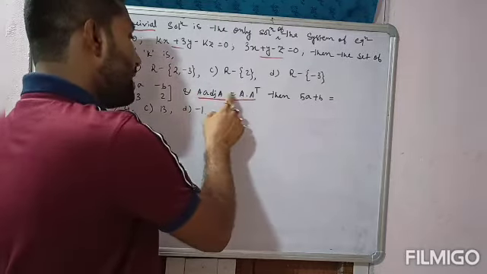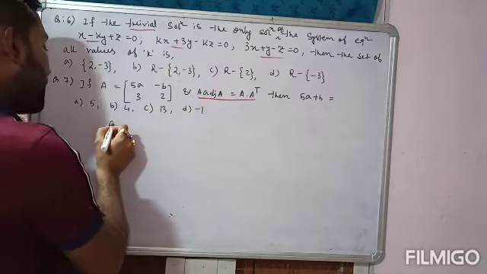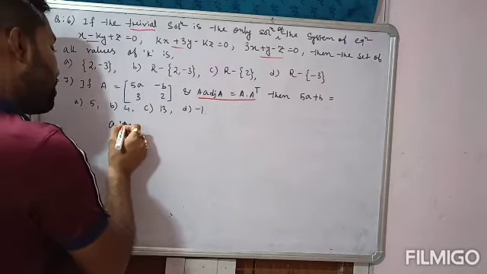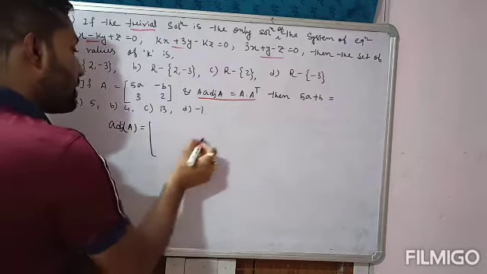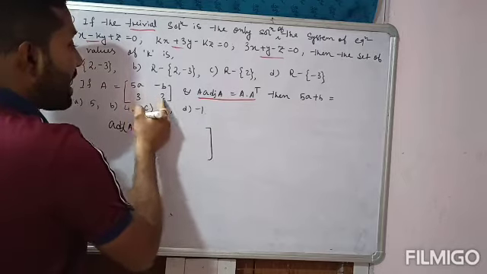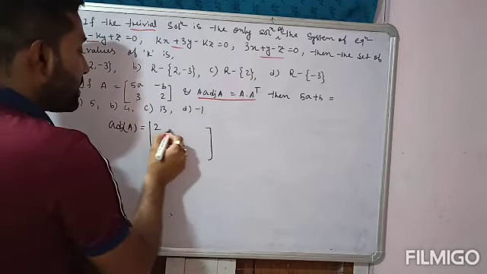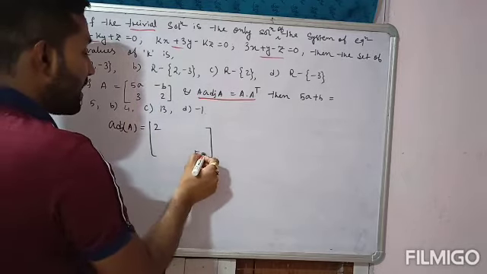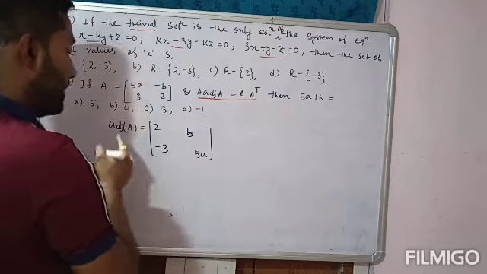Now first of all you have to find adjoint of A and A transpose. So let us find first adjoint of A. You know how to find adjoint of a matrix of order 2. The shortcut method is to interchange A11 and A22, which means this one is 2, this is 5a, and change the signs of A12 and A21. This will be b and this is minus 3. This is adjoint of A.